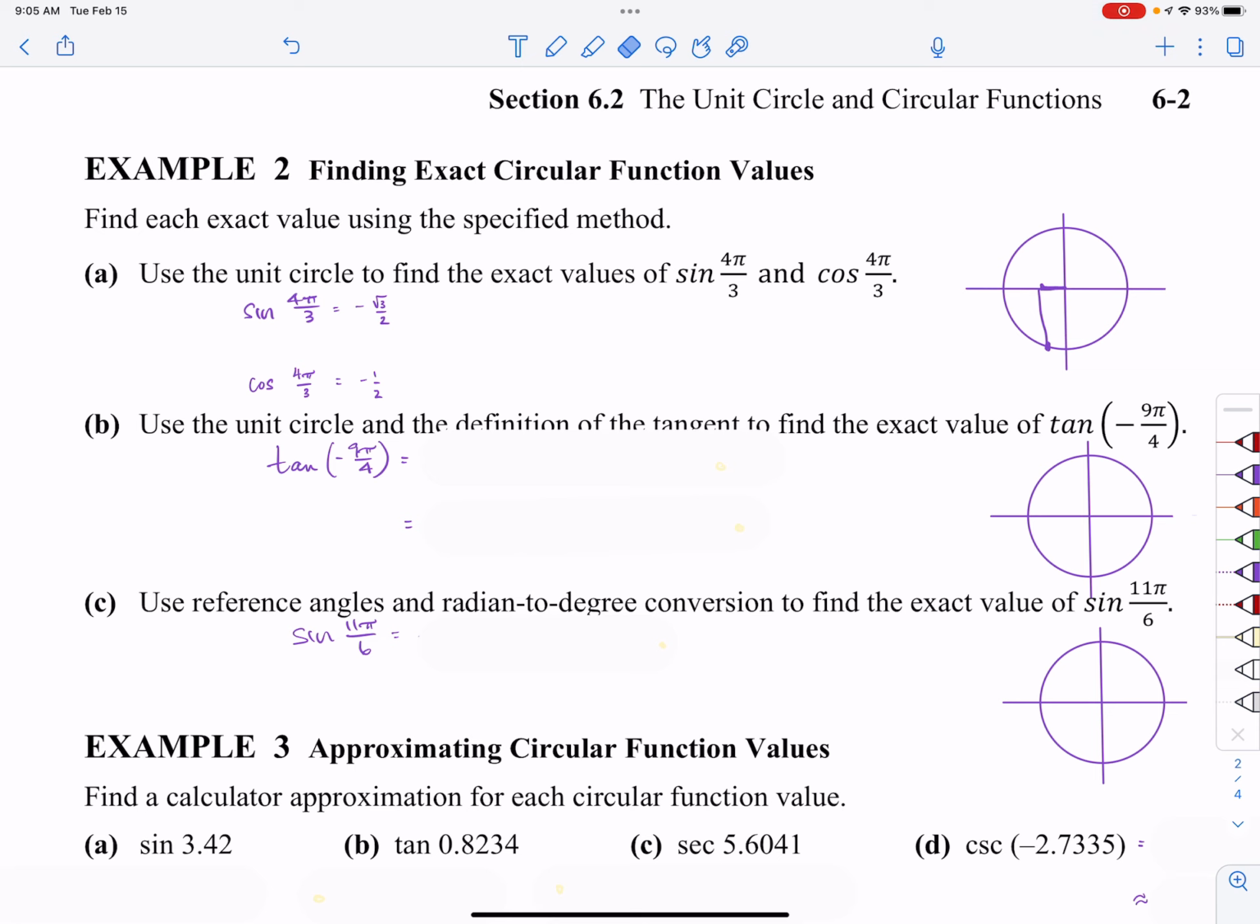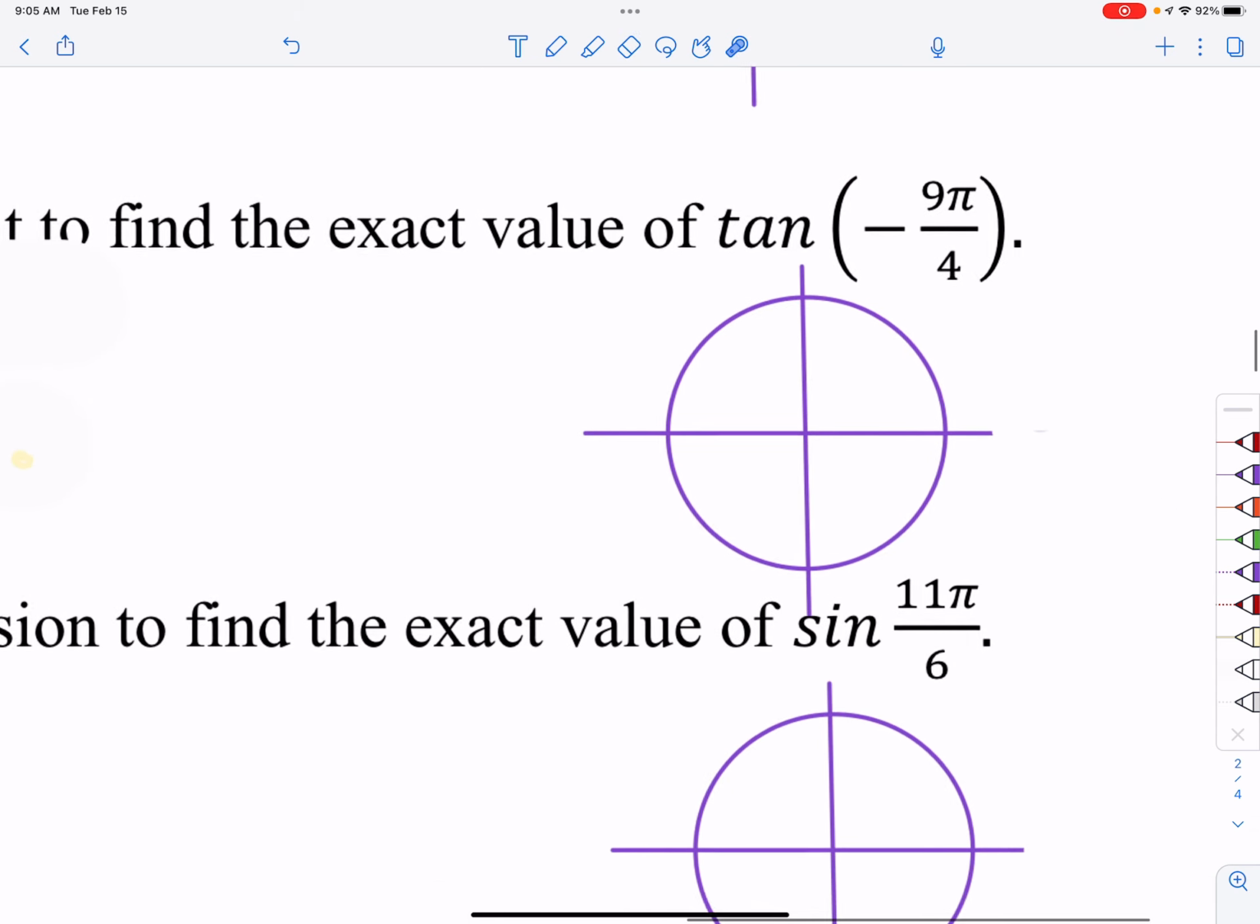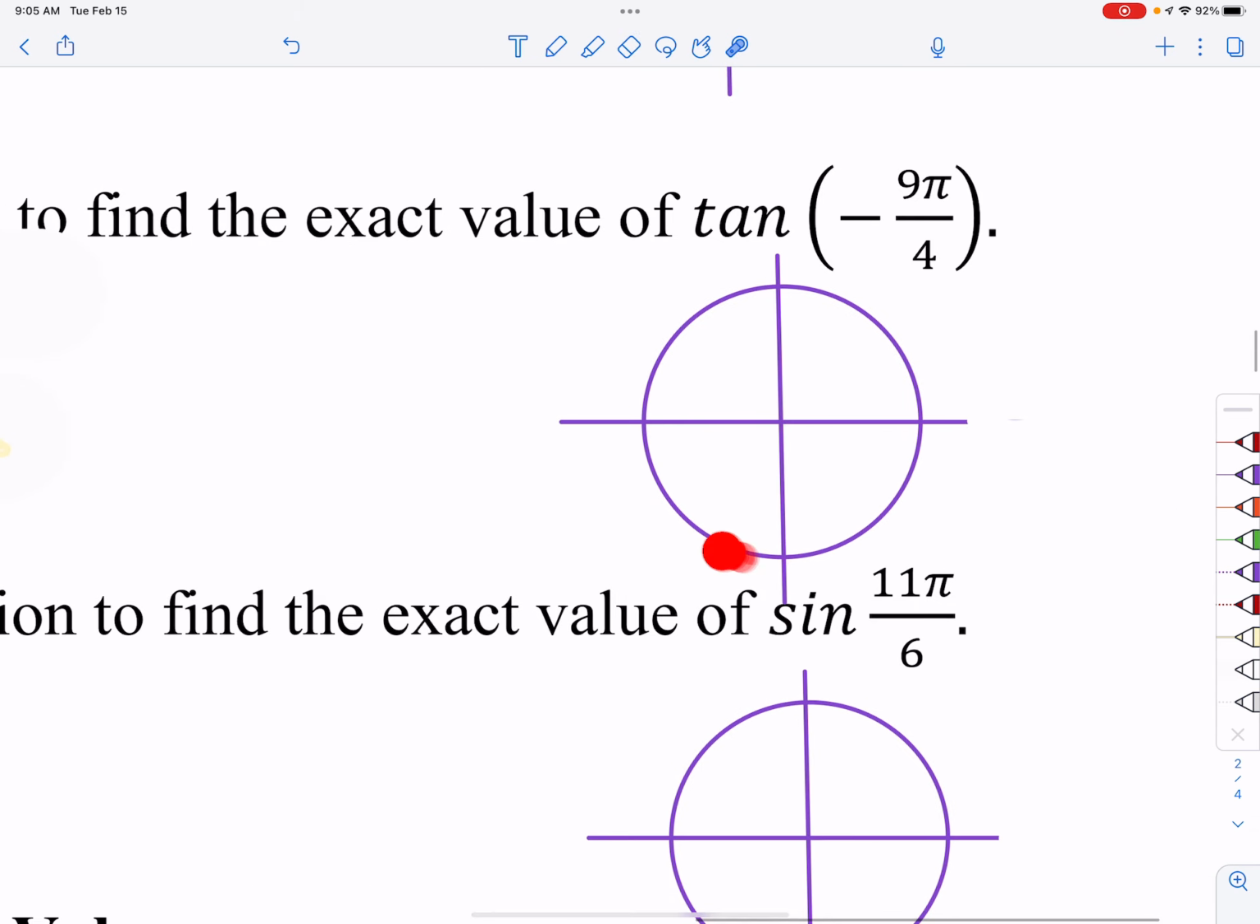For part B, it says to use the unit circle and the definition of tangent to find the exact value of tangent negative 9 pi over 4. Before I can use either one of these, I need to figure out where negative 9 pi over 4 is. If I'm counting around my circle, again, we have to go in a negative direction. If I go all the way around, this is going to be 8 pi over 4, which is the same thing as 2 pi in a negative direction. So if I go all the way around, this is negative 8 pi over 4. If I go one more pi over 4, that's going to be negative 9 pi over 4.